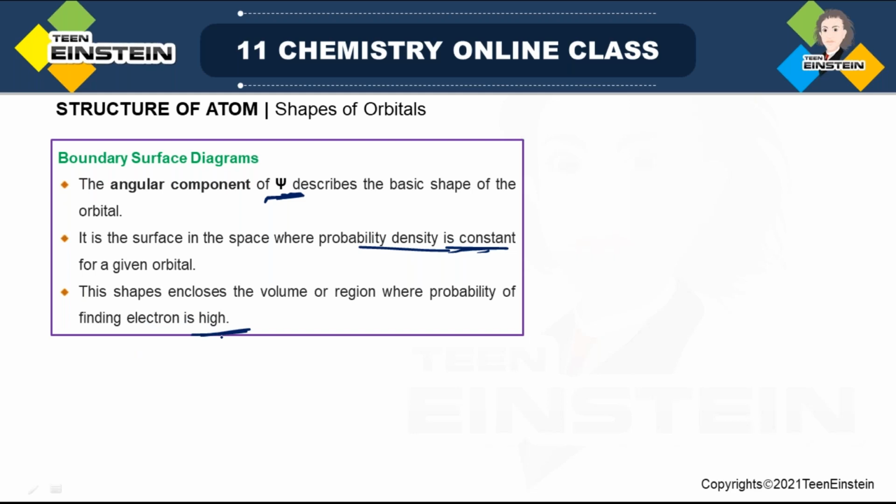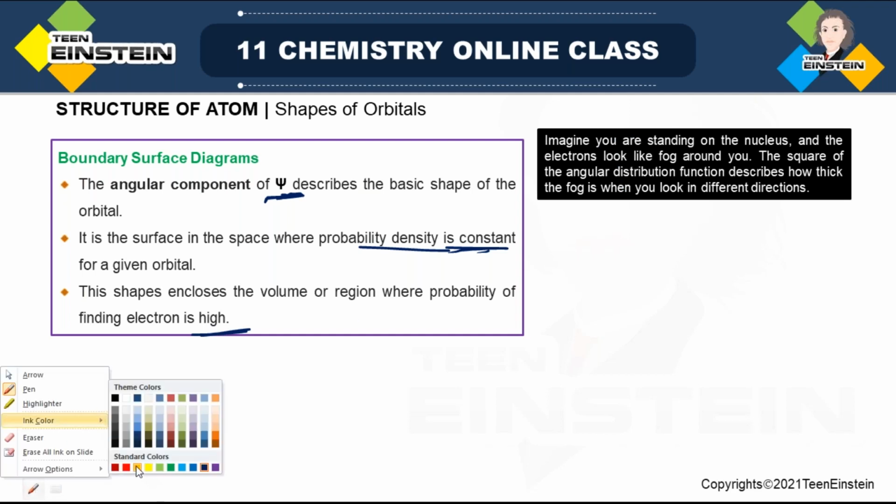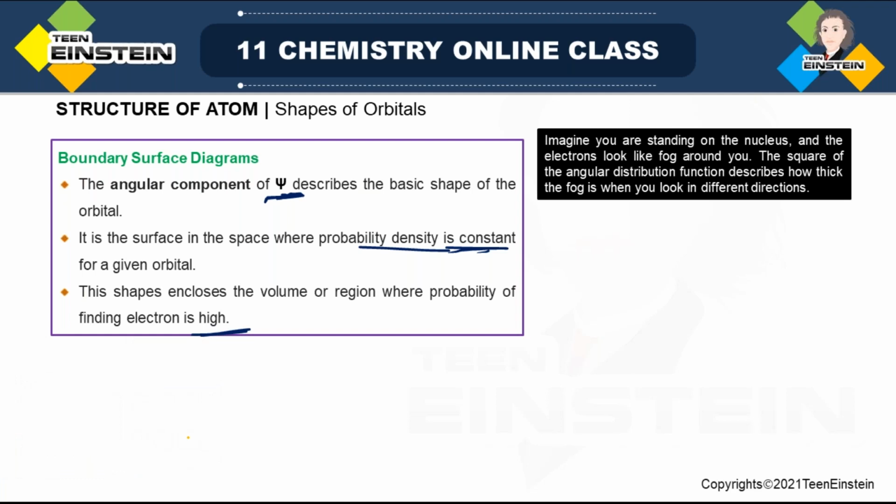Now, exactly how to figure it out, for that you can consider this. See what is written here. Imagine you are standing on the nucleus. Just imagine it. It will help you to understand how we get this idea of shape, because we know from Heisenberg's uncertainty principle that you cannot find the exact velocity and exact position of the electron. That we cannot determine. Fine. What we can talk about is only the probability. So if you imagine yourself standing on the nucleus and look around, the electrons will look as if they are fog around you.